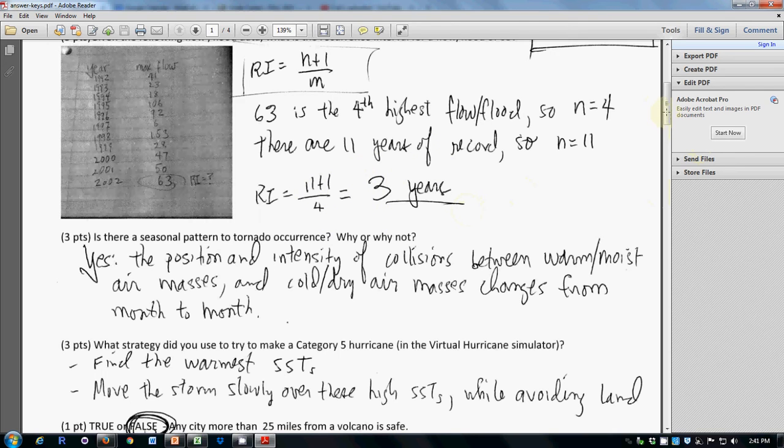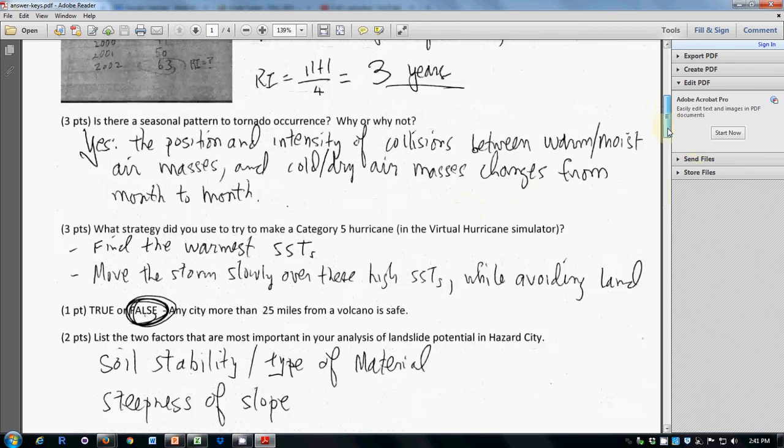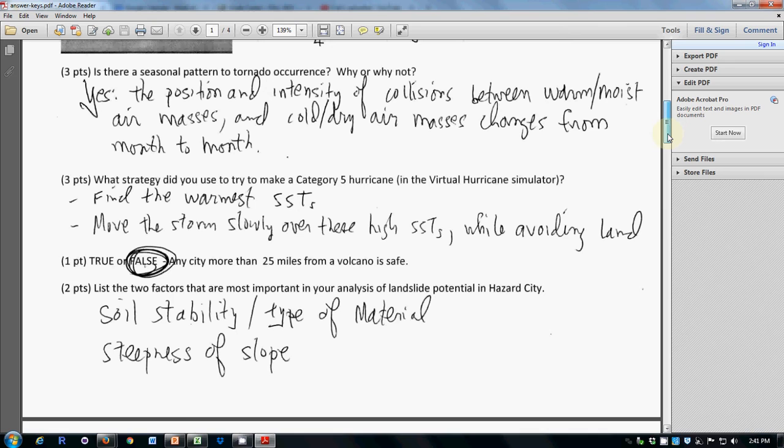Another problem that is useful to review on this quiz is the very best and simplest method for creating a maximum strength hurricane using the hurricane simulator. It obviously needs the warm sea surface temperatures, so in order to try and make a Category 5 hurricane, finding the warmest sea surface temperatures is the first step.